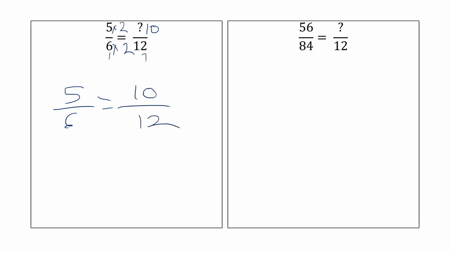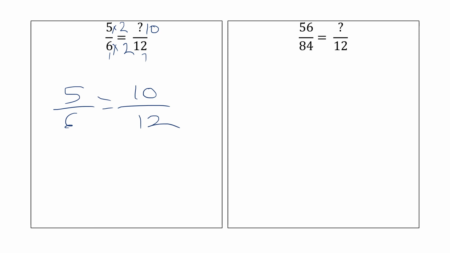Let's look at two more examples. So here on the left, we see 5/6 equals what equivalent fraction with a denominator of 12. So 6 to 12, we're going from a smaller denominator to a greater denominator. So we're going to multiply, and 6 times what equals 12? Well, 6 times 2. So if we multiply 6 times 2 to get 12, we're also going to multiply the top by 2, which will give us 5 times 2 is 10. So 5/6 is equivalent to 10/12. How about this one?